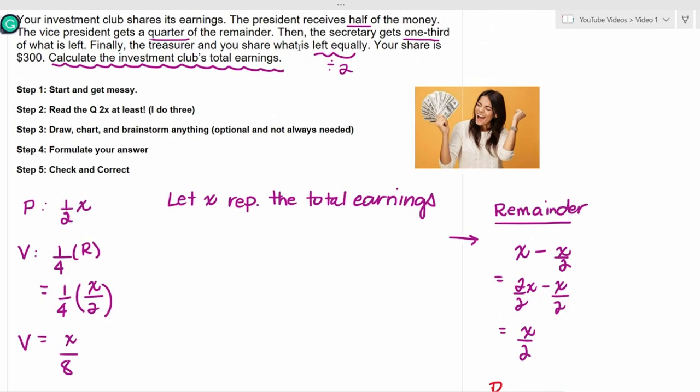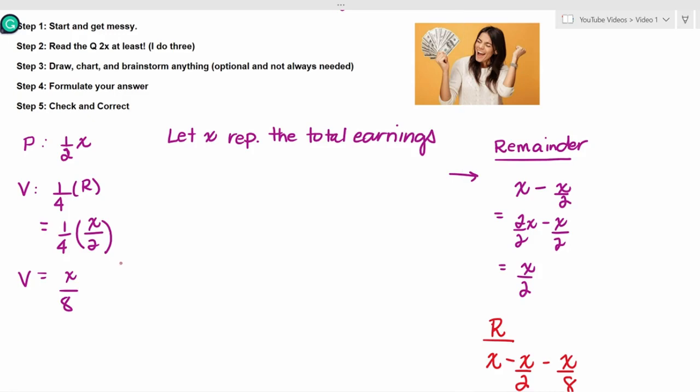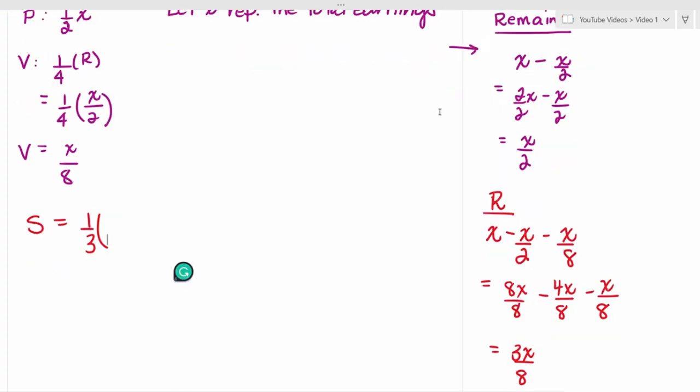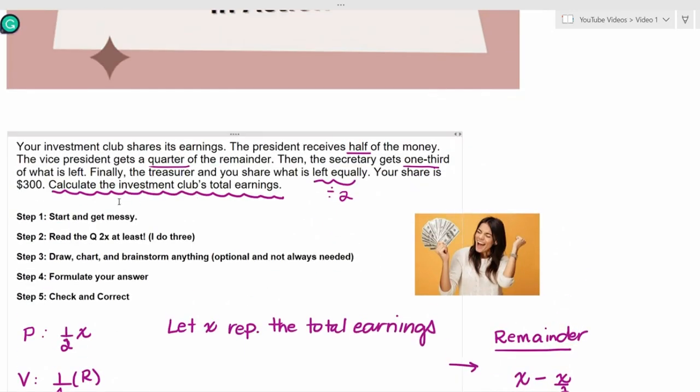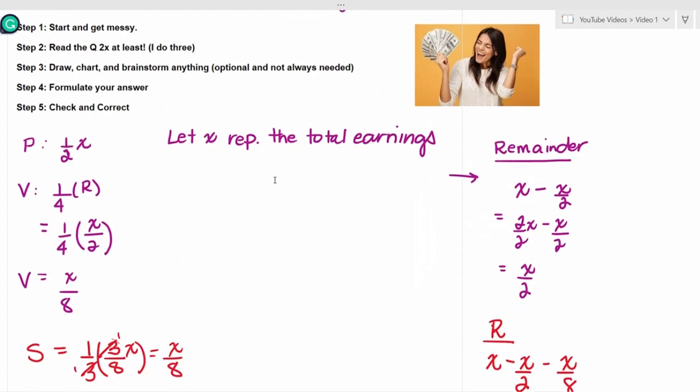Okay, so come back to the question. The secretary gets 1/3 of what's left. So the secretary, I'll put it down here, is going to get 1/3 of what's left. We said down here, what's left? 3/8 of x. If we cross out the 3's and simplify, this becomes 1 and 1. So we're just going to get x over 8. So the secretary's portion is 1/8 of x. Now, finally, the treasurer and you. We share what's left equally.